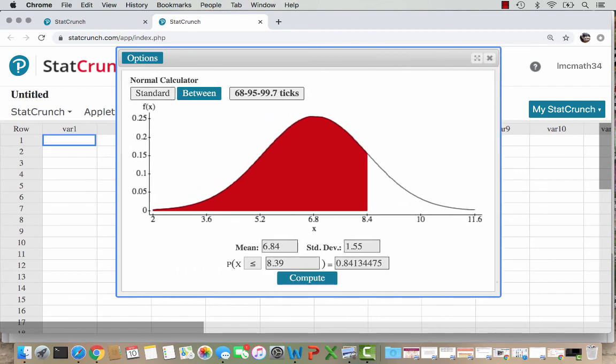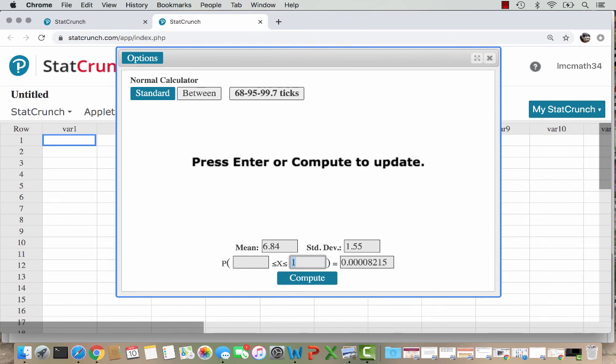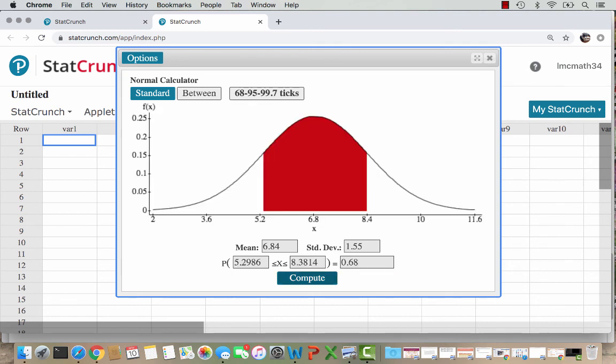All right, if we want to know where that middle 68% is, we can go to between, and we are not thinking about these scores 1 and 1. Those are just default values. Then we clear the area and put 0.68 and hit compute, and we get the lower value and the upper value. Now, we had said 5.29 to 8.39 using our estimates. StatCrunch gives us a little more precise values, but very, very close. In our class, it's okay to estimate or approximate using the 68, 95, 99.7% rule.